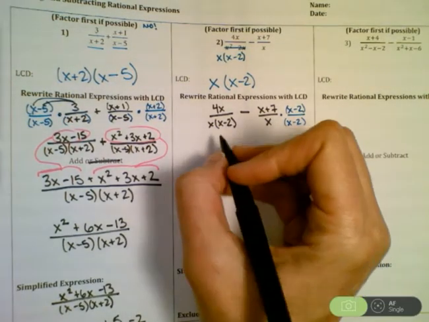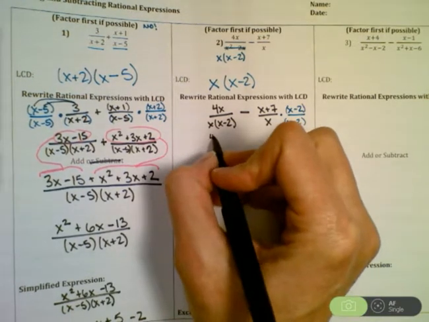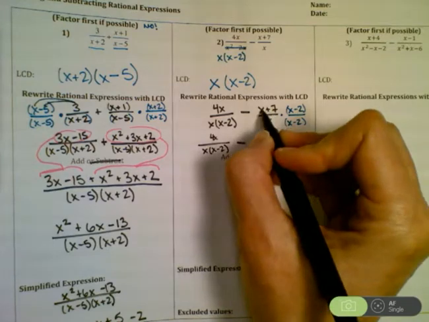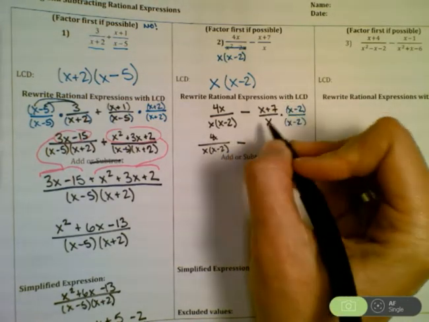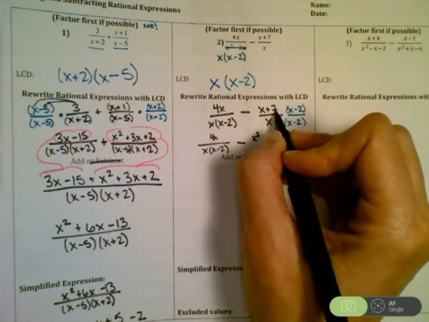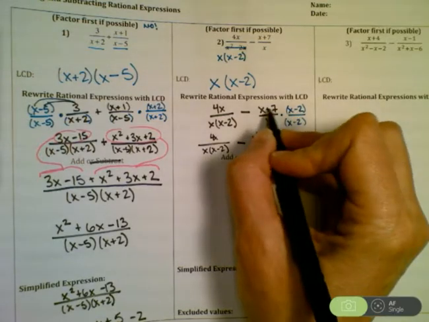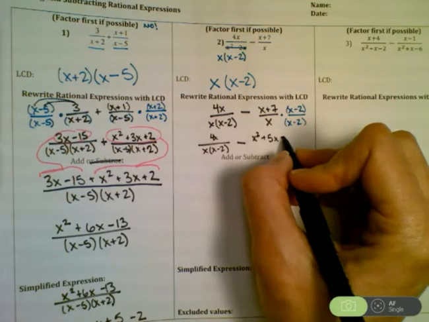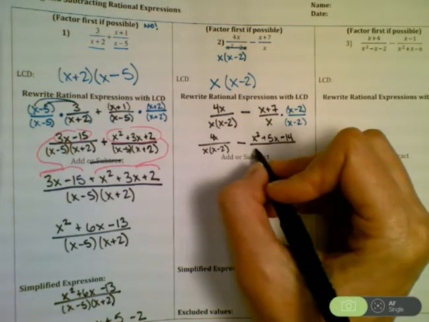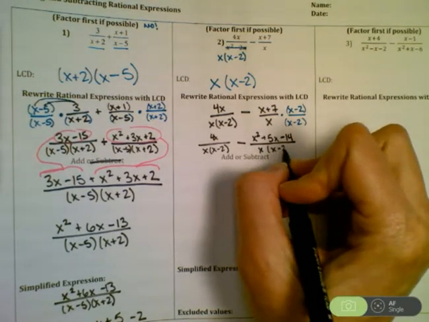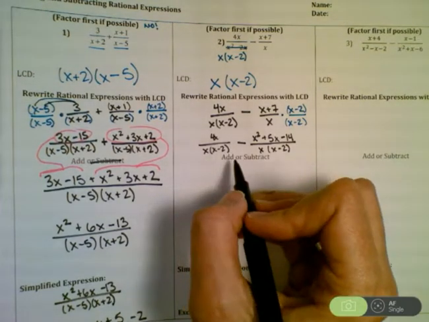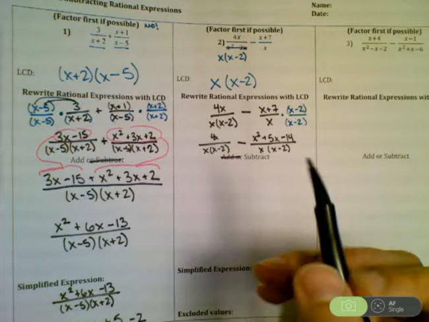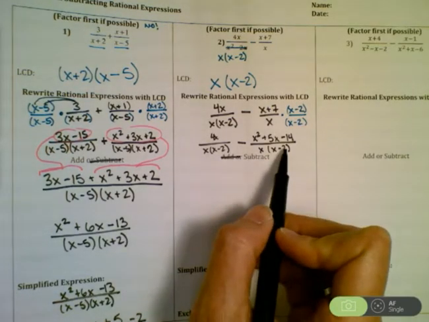So again, my 4x over x times x minus 2 isn't going to change. Here, I FOIL this out. X times x is x squared. 7x minus 2x is 5x, and 7 times negative 2 is negative 14 over x times x minus 2. Now in this one, I'm going to subtract because I have a subtraction sign there. Notice our denominators are the same.